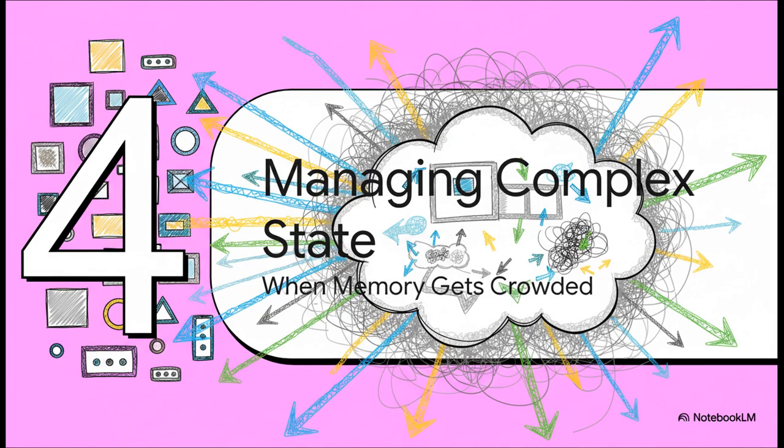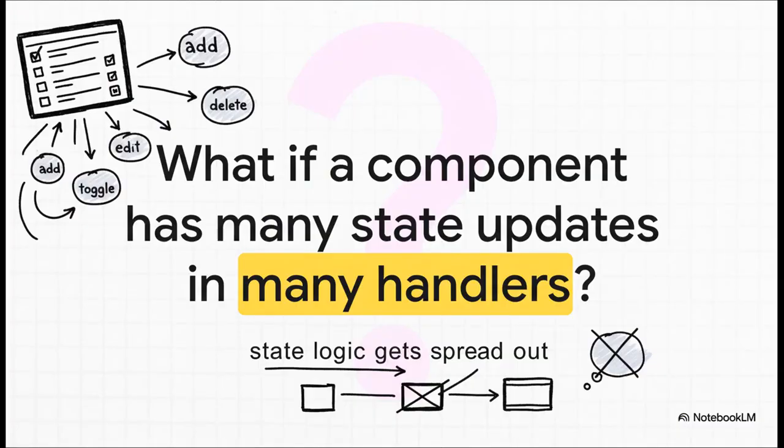Okay, but what happens when your apps get bigger? As your components get more complex, so does their state. Imagine you have tons of different user actions all trying to change the same pieces of memory at once. It can get pretty crowded and messy. Yeah, just think about a simple to-do list app. You've got logic to add a task, edit a task, delete a task, mark a task as complete. All of that code for changing the state ends up scattered all over your component. It gets really hard to follow what's going on and even harder to fix when something goes wrong.